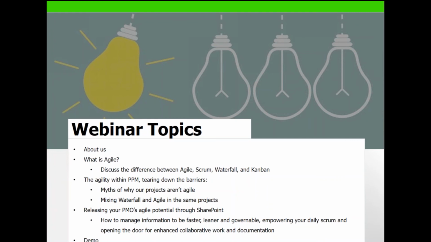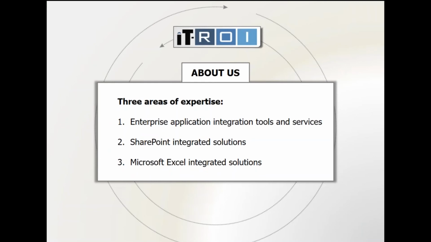Then we're going to talk about the myths of why our projects aren't agile or mixing waterfall and agile in the same projects. And then we're going to try and talk about releasing your PMO's agile potential through SharePoint, right? So how do you manage information from multiple different systems in one location or one platform? Then we're going to do a quick demo, going through a real live use case from a specific client. And then we're going to go through a question and answer session. So don't forget, questions are critical, people. If you want us to cover a specific topic, make sure that you ask questions.